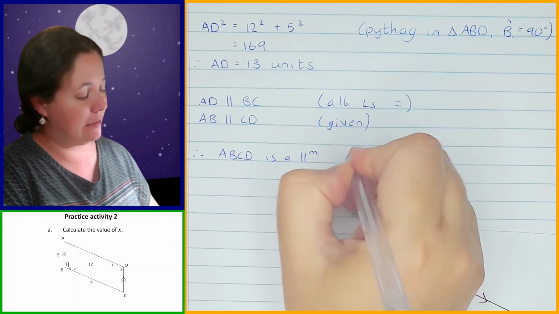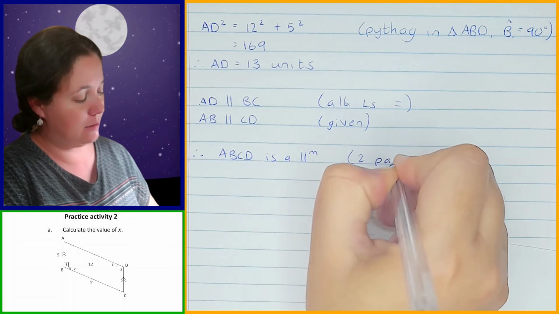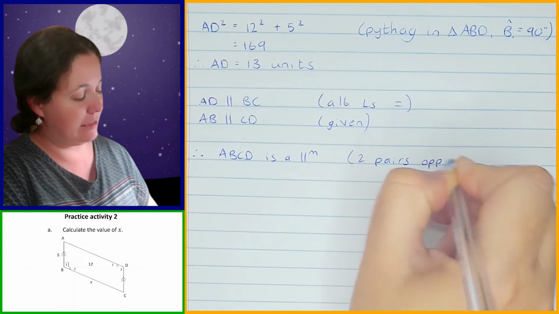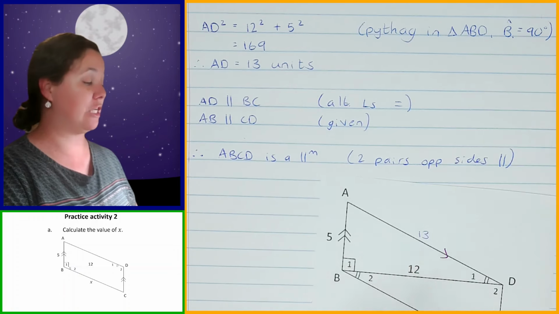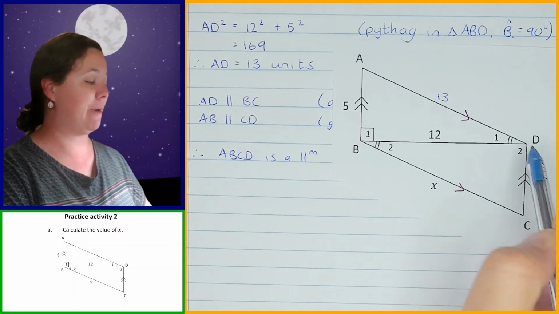So now because I have two pairs of opposite sides parallel, I can now say, therefore, ABCD is a parallelogram. And my reason is two pairs of opposite sides parallel. Okay, so now I know that this is a parallelogram.